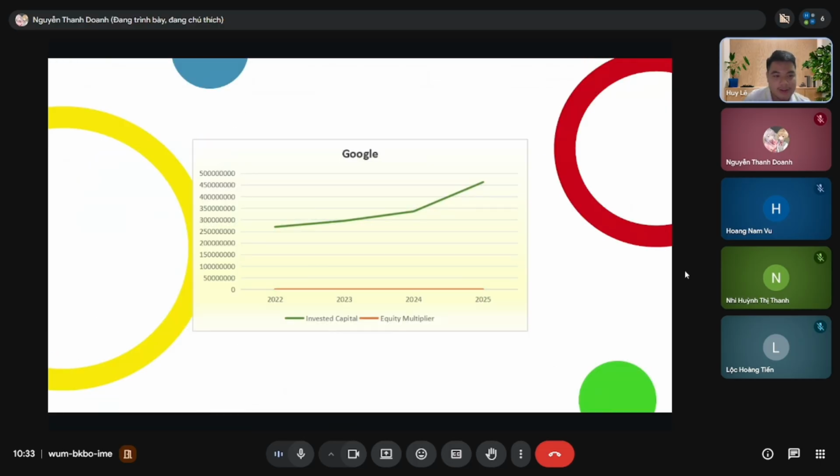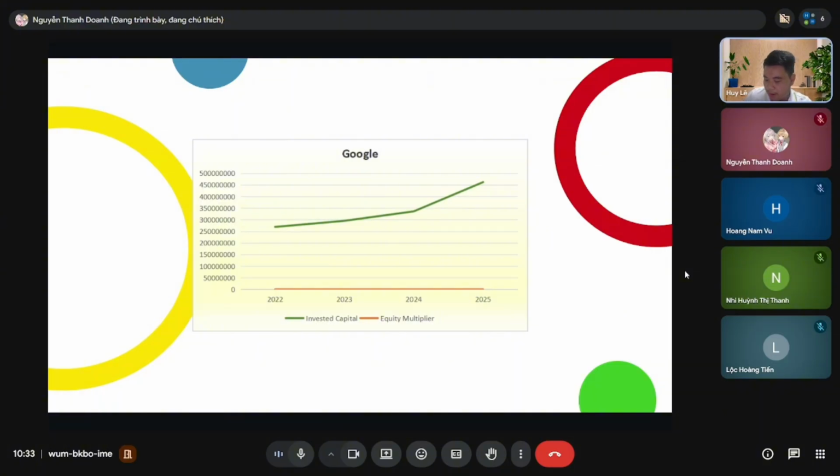Now we're gonna have another table. This time we will have the invested capital and the equity multiplier. Here we see that the invested capital is on the rise once again, but the equity multiplier seems to remain the same over the 4-year period.